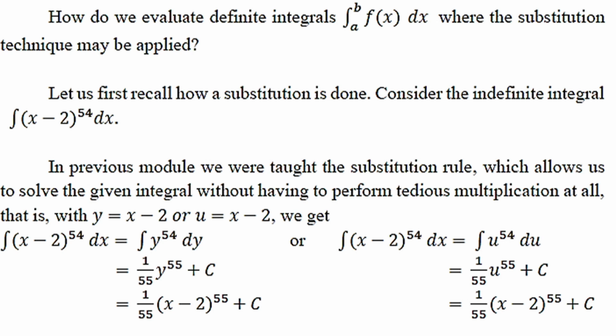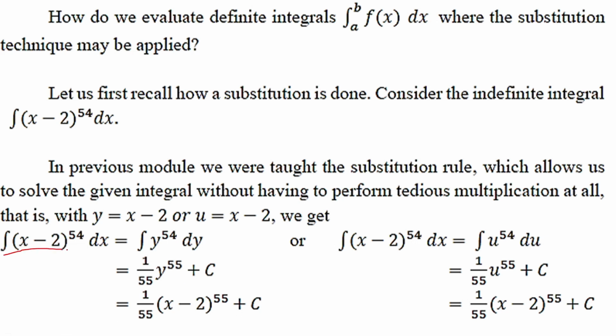It is because you will just use u as the letter, and you don't need to always put x minus 2, x minus 2, x minus 2 up until the end. In the previous module, we were taught the substitution rule, which allows us to solve the given integral without having to perform tedious multiplication at all. That is, with y equals x minus 2 or u equals x minus 2, we get. Okay, let's try it. Let's solve it.